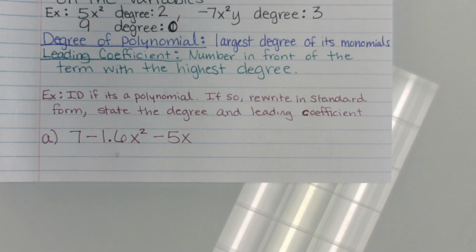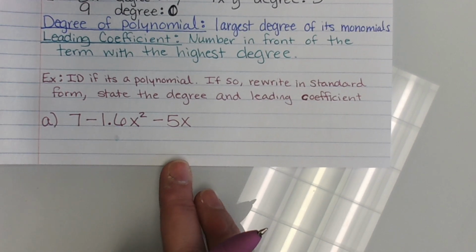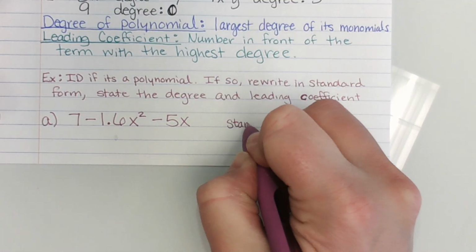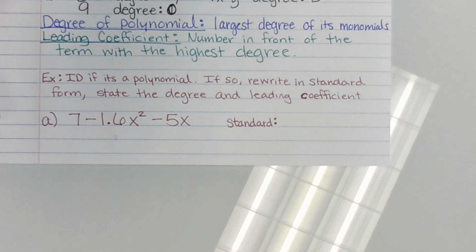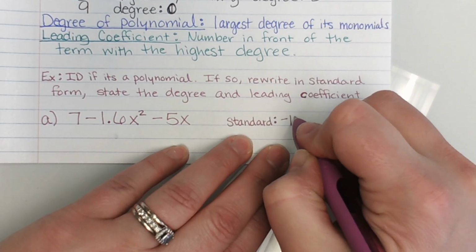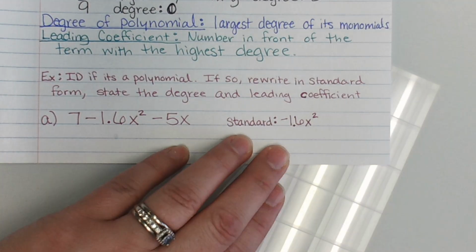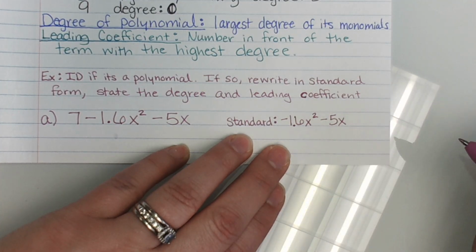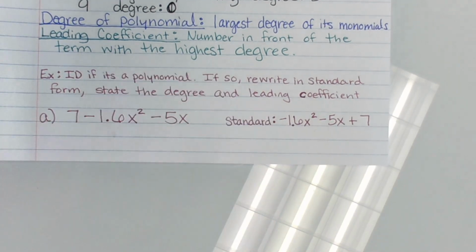Seven minus 1.6x squared minus 5x. First off, is it a polynomial? Yes. It doesn't have dividing by a variable, doesn't have any roots on variables, doesn't have any negative or fractional exponents. So it is a polynomial. Standard form. Which term would we generally want to have first on this? Negative 1.6x squared. What would generally go next? Negative 5x. And last? Plus 7. So that's standard form.